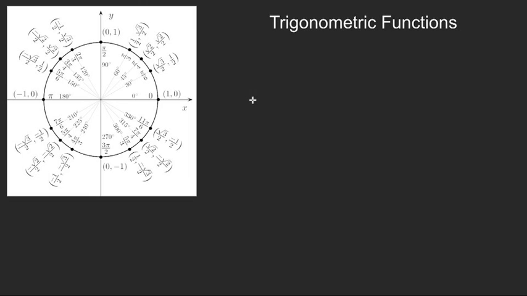So we're given that cosine of t equals x, and sine of t equals y. So from there, we also know that tangent of t equals y over x. So then we know the reciprocals of each of these.